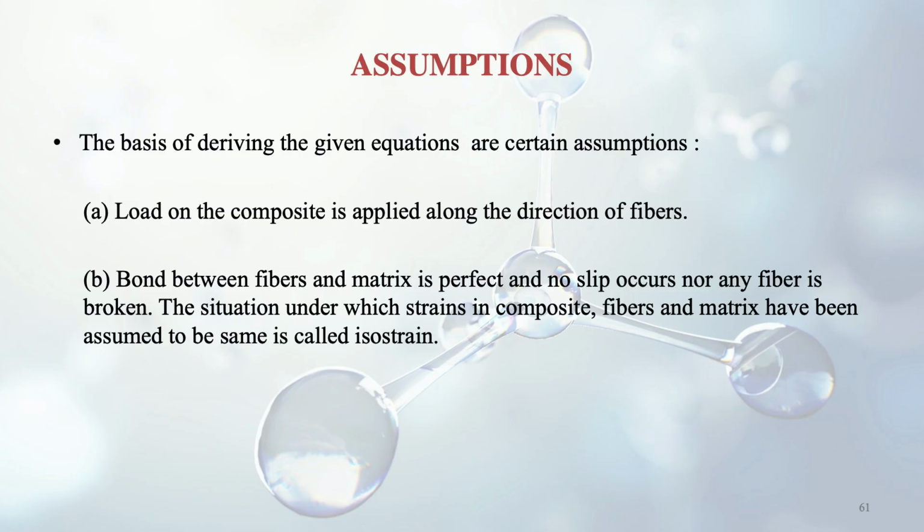So as said earlier, even the strain was taken similar to avoid any kind of relative displacement between the matrix and the fiber, meaning they are moving as one thing only, it's a whole body. The situation under which strains in composite fibers and matrix have been assumed to be same is called isostrain, as told earlier to you. So what is the directional strength we were talking about?